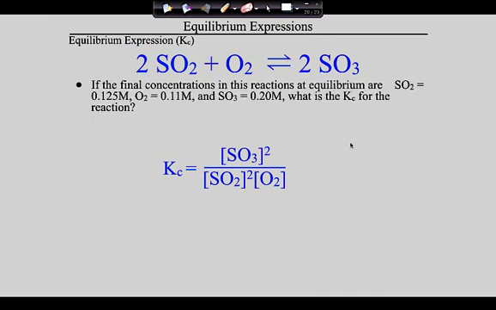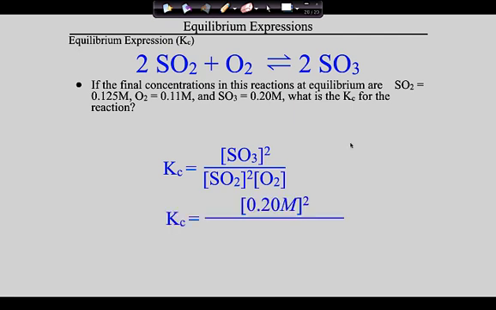So now what will happen is they can give us data to fill in these brackets. So this says if the final concentrations in this reaction are SO2 is 0.125, O2 is 0.11, and SO3 is 0.20 molar, what is Kc? So to solve this, we need to carefully plug in these values. Please pause the video, plug in the values, and then hit play. And actually, if you'd like to, why don't you plug in the values and then solve, and we'll talk about the rest of this problem in just a second.